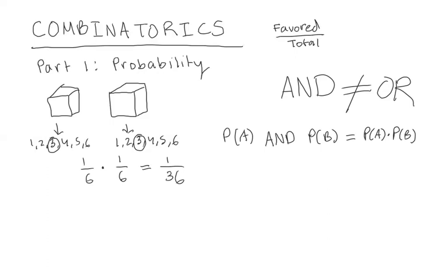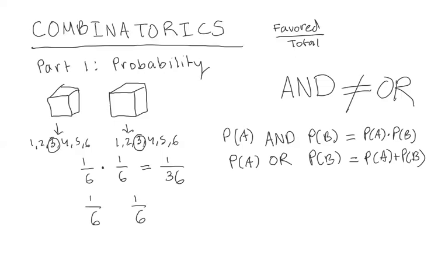Now, if I asked what is the probability you get a 3 on the first die or a 3 on the second die, then it's different. So if you have P of A or P of B, then you're going to add the probabilities together. So in this case, again, the probability of a 3 in the first one is 1/6, the probability of a 3 in the second one is 1/6, but now you're going to add them. And this ends up being 2/6, which is 1/3.